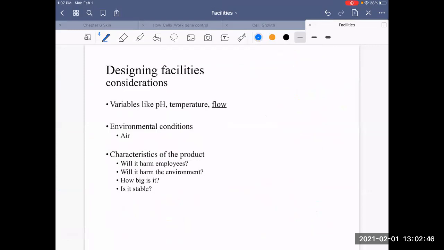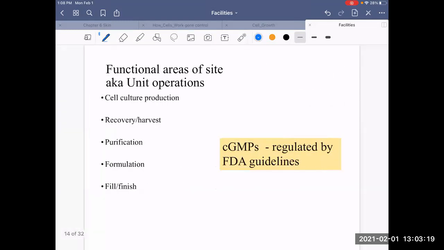Okay, now, when you're designing facilities, things that you have to take into consideration are different things like temperature, flow, how do materials flow through the facility, air, and then the characteristics of the product. So is it going to harm the employees? Will it harm the environment? Is it stable? Like, does it have to be at a certain temperature? How big is it? Is the product going to be in these big, huge vats, or are you going to minimize it? So there's just a whole bunch of stuff that goes into it.